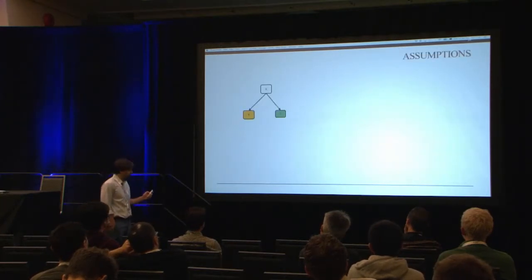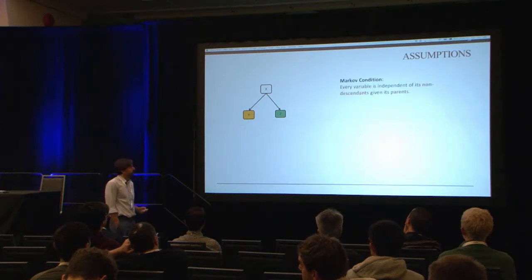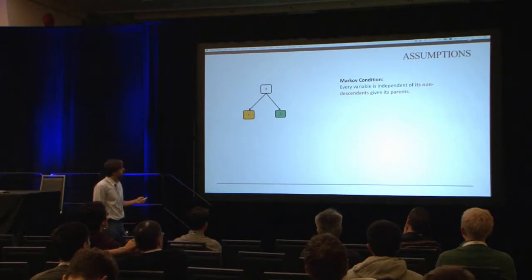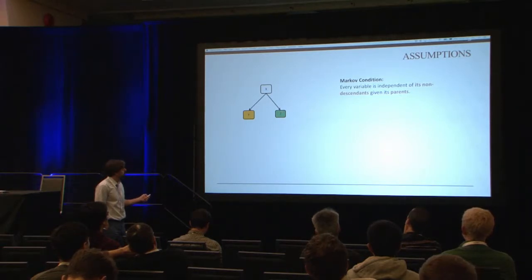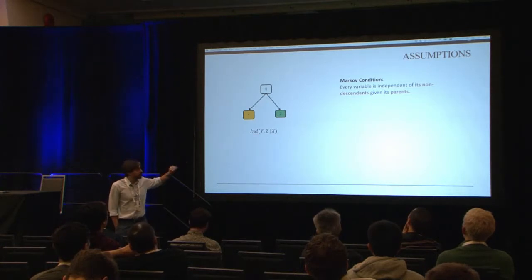So let's see, given this assumption, if I have this causal model, what independencies can I infer? Well, the Markov condition states every variable is independent of its non-descendants given its parents. So let's apply it to Z. Z is independent of its non-descendants, these two are non-descendants, given its parents, given X. So we have this independence. All right? That comes out from the Markov condition and the causal graph.